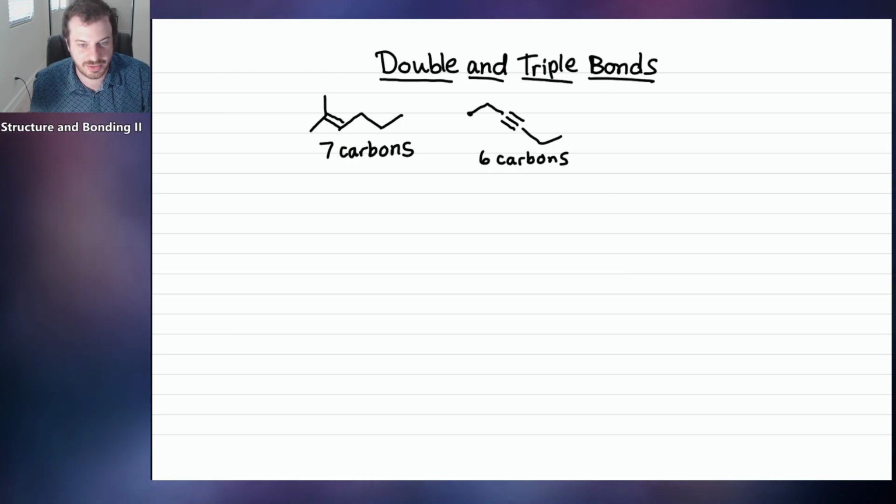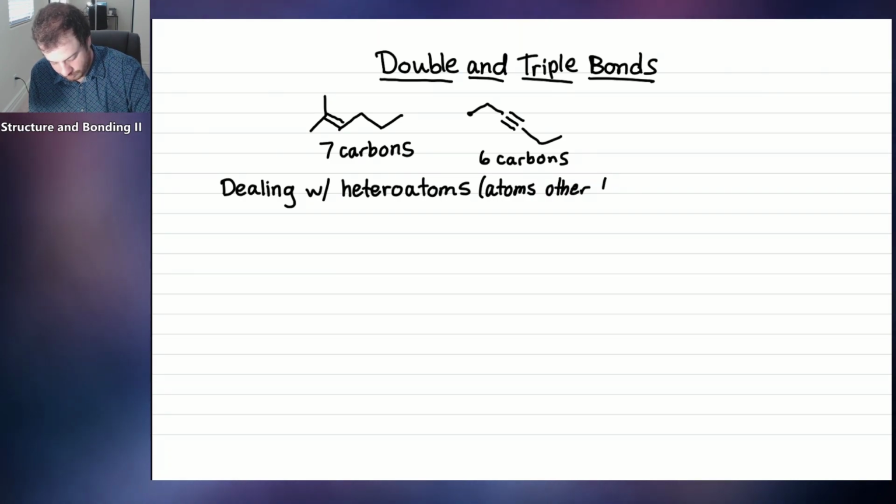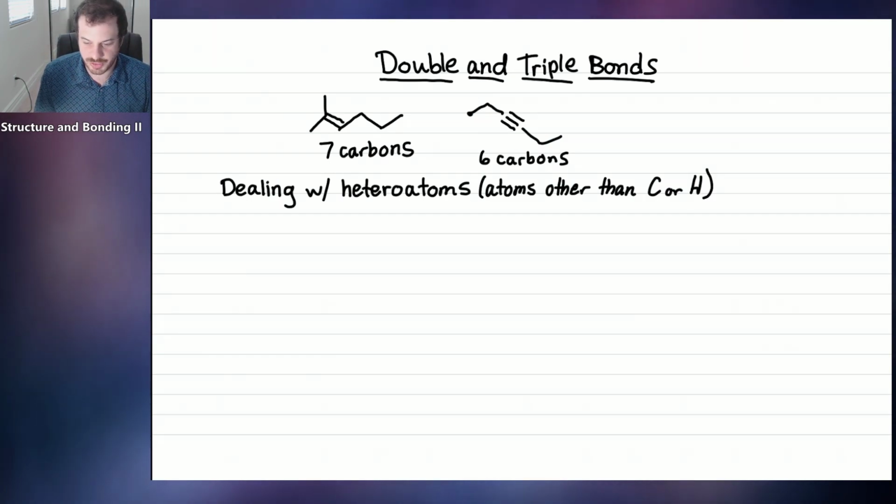Now, so far we've just looked at bond line diagrams for compounds that only contain carbon and hydrogen. But as we know, organic compounds can contain other atoms besides carbon and hydrogen. They can have oxygen, nitrogen, chlorine. How are those dealt with? Those types of atoms actually have a name. They're called heteroatoms. Heteroatoms are any atom other than carbon or hydrogen.